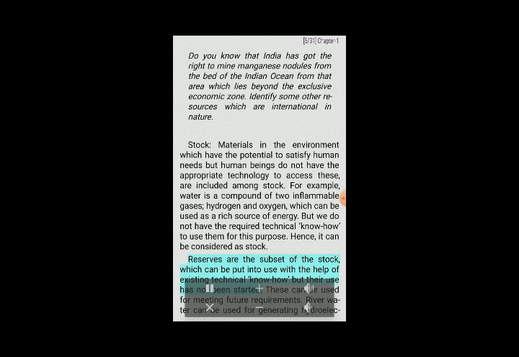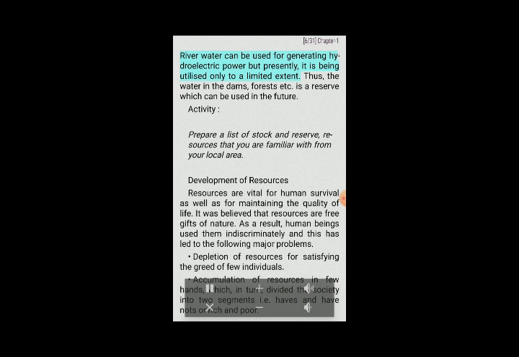Reserves are the subset of the stock, which can be put into use with the help of existing technical know-how, but their use has not been started. These can be used for meeting future requirements. River water can be used for generating hydroelectric power, but presently, it is being utilized only to a limited extent. Thus, the water in the dams, forests, etc., is a reserve which can be used in the future.